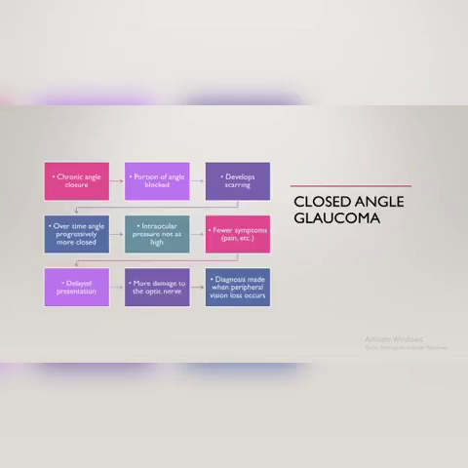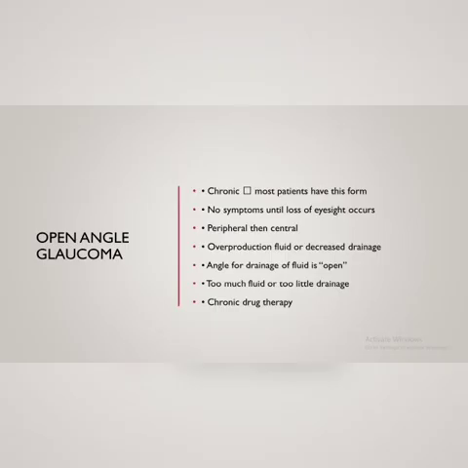In closed angle glaucoma, there is also chronic angle closure. In chronic angle closure, a portion of the angle is blocked, which develops as scarring. Over time, the angle progressively closes more, but there is not that much increased pressure. That's why fewer symptoms develop, and there is a delayed presentation, and more damage to the optic nerve occurs. Diagnosis is made when peripheral vision loss occurs.